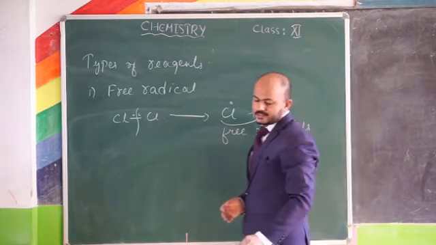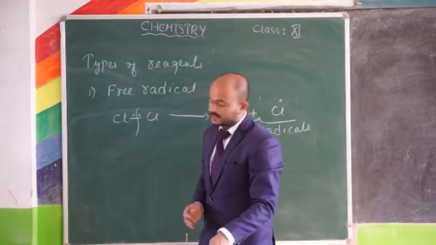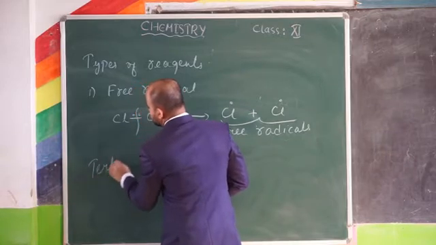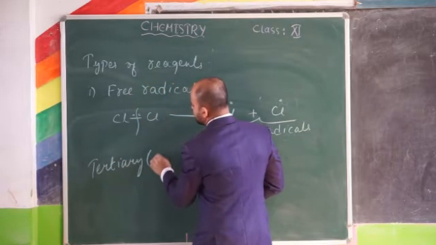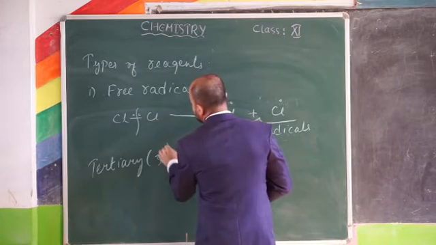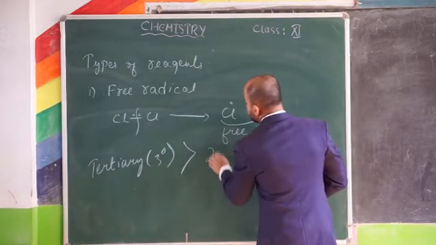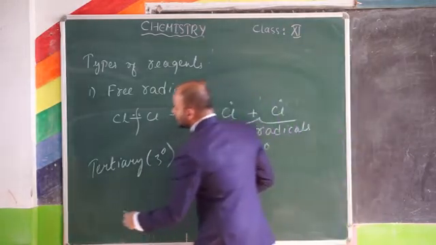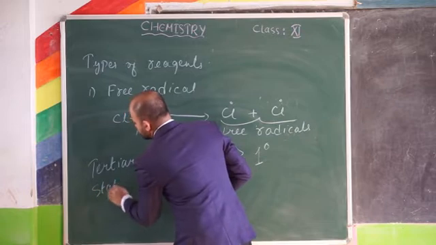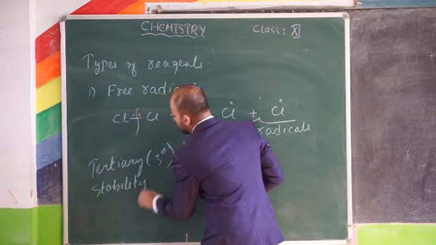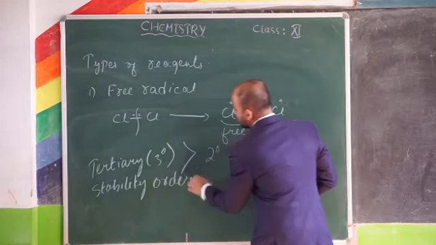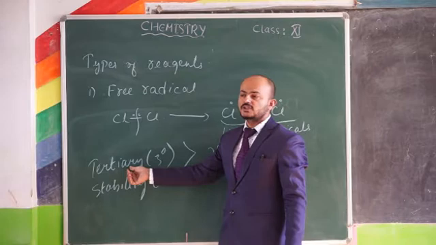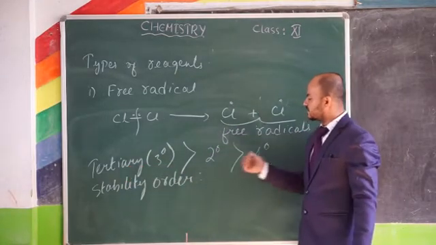What you have to remember is that the stability of free radicals is always tertiary. That means third degree is more stable than the second degree, then comes the first degree. So this is the stability order of these free radicals. Tertiary free radicals are more stable than second degree, and then comes the first degree.